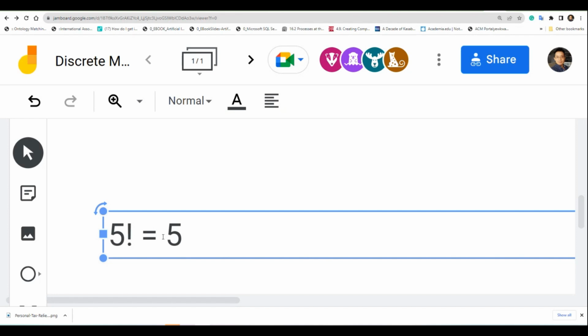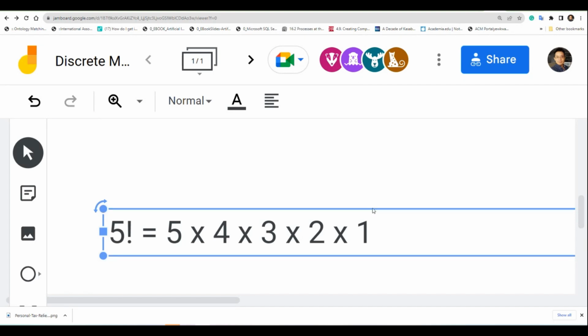5 times 4 times 3 times 2 times 1. Is there a possibility of times 0? Of course not, because anything that times 0 will give you 0, right? So we don't times 0. So it's 5 times 4 times 3 times 2 times 1. So it's descending.